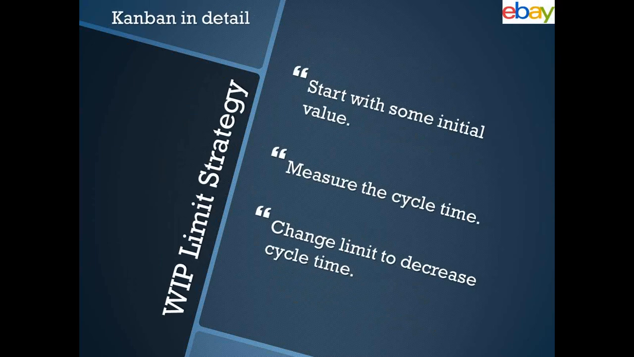The next strategy is work in progress limit. How do you limit the work in progress? So you start with some initial hypothetical value. A good start would be the number of engineers you have working in your team. If you have 3 engineers, you can start with 3 to be your initial value. Measure the cycle time. How much time does it take? If I have 3 engineers and start 3 tasks, what is the average time that it takes for all 3 tasks to release? And then you change your work in progress limit to see how you can improve on your cycle time.